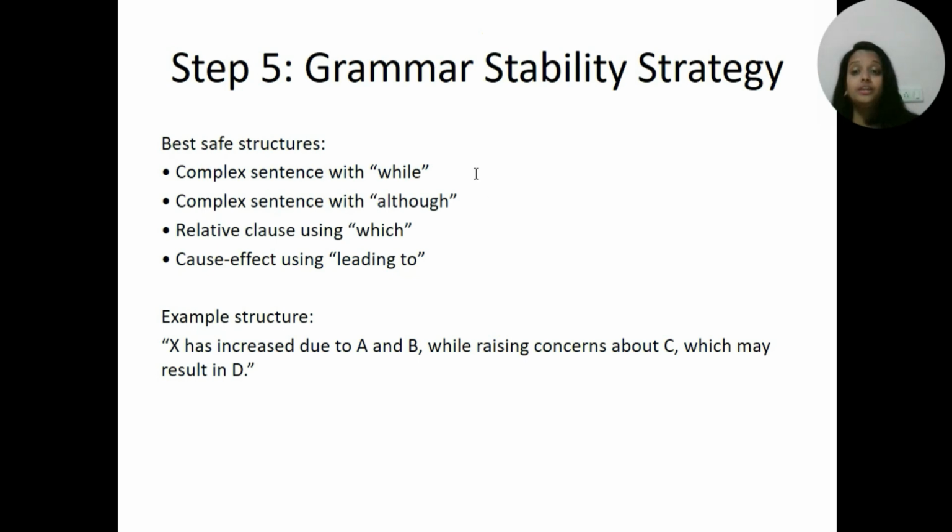And the fifth one is the grammar stability strategy. You don't need complex grammar here. You need to have very safe grammar. So the best safe structures are a complex sentence with while, or a complex sentence with although, or a relative clause using which, or cause and effect using leading to. Okay, all these phrases you can bring in. And here is an example structure. X has increased due to A and B while raising concerns about C, which may result in D. So this structure is flexible and stable, right?